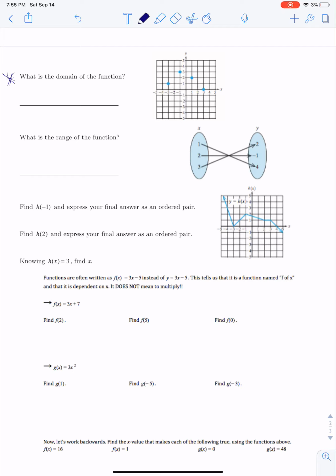What is the domain of this function? So remember, when we write domain, we write D equals, we have our curly brackets, and we go ahead and list. We know that other words for a domain are x values and the input. So if I look here, I have an x value at -3, another x value at -1, another x value at 1, and another x value at 3.